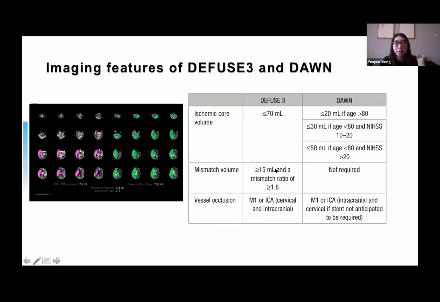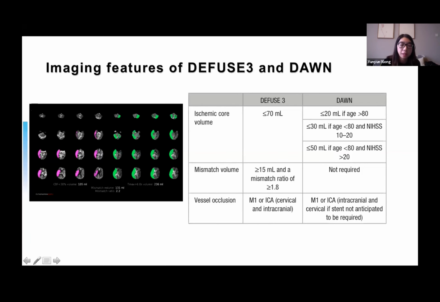This table summarizes the imaging features of these two late time window trials. DEFUSE-3 was based on the RAPID software, and the left side shows the interface of the RAPID software. The purple color shows the core volume, the infarct core, which was defined as relative cerebral blood flow less than 30%. For this patient it was 105. The green color shows the hypoperfusion, which was defined as Tmax more than 6 seconds. For this patient it was 236.